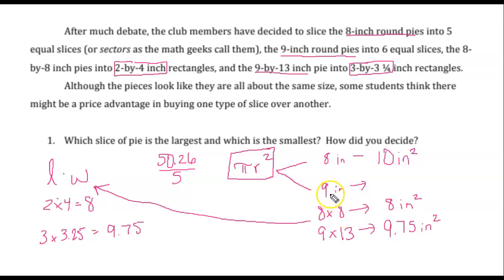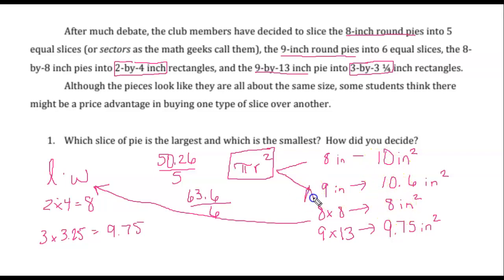Now on our 9-inch diameter pie pan, that would be a radius of 4.5 inches. So pi times 4.5 squared is going to be 63.6 square inches. But we're dividing it into 6 equal slices. So when we divide by 6, we get that one of those pie pieces is going to be 10.6 square inches.